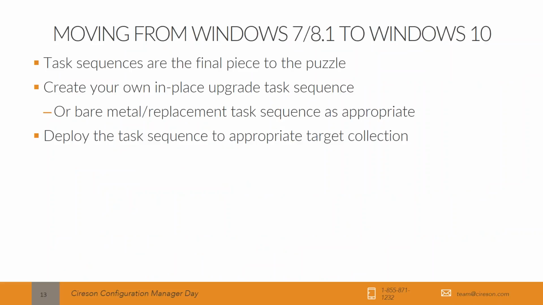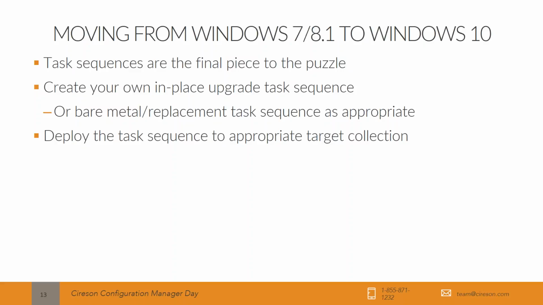And then lastly, we went through the process of creating a task sequence to do the in-place upgrade. So the task sequence is the final piece of the puzzle that ties everything else together and gets the commands out to, in this case, an existing client to do an upgrade from Windows 7 or Windows 8.1, the two that I performed last week, up to Windows 10. So you have to create your own in-place upgrade task sequence, or today we'll do one for a bare metal replacement scenario.